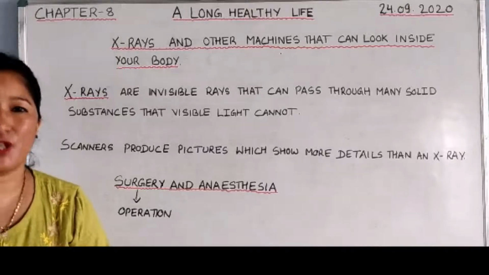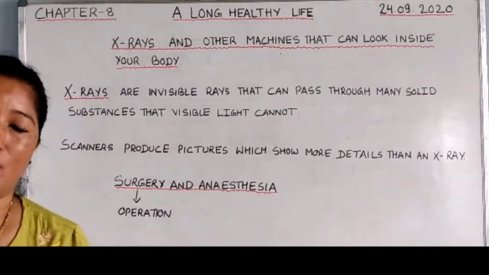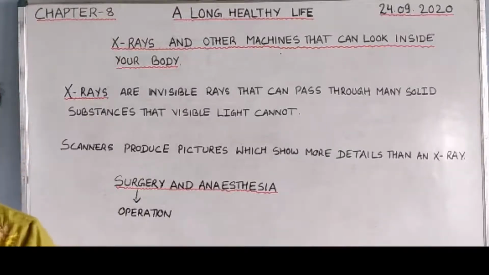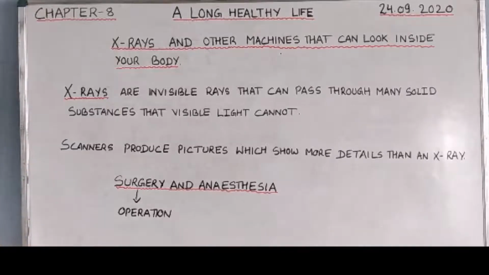Continue with the same chapter which we started in the previous class. That is Chapter 8, A Long Healthy Life. We have already covered some of the instruments and scientific discoveries of medical science, like the stethoscope and the thermometer. Today we will be doing some more.